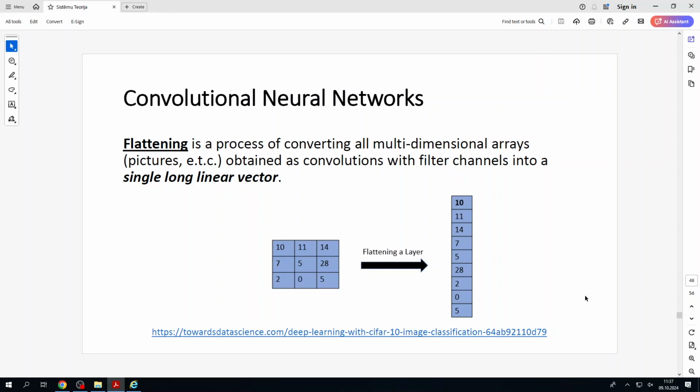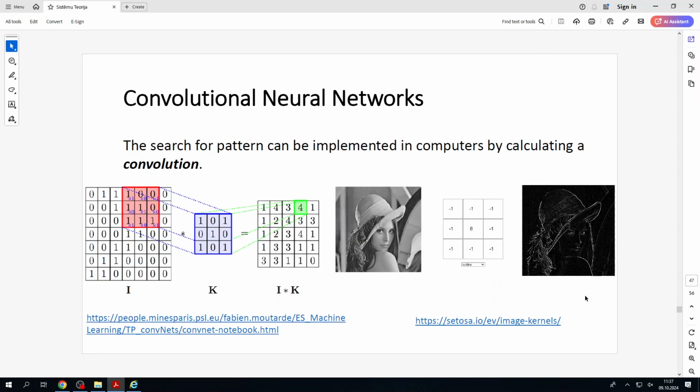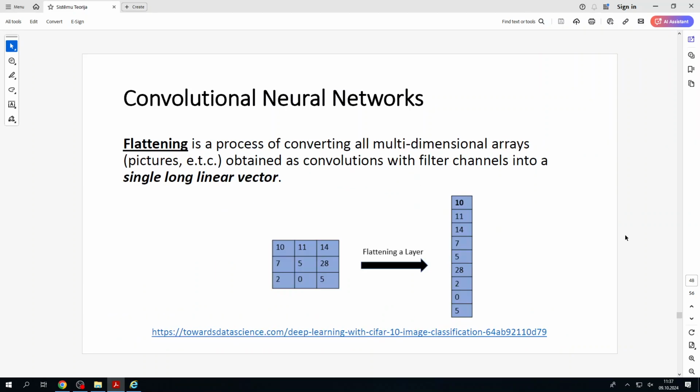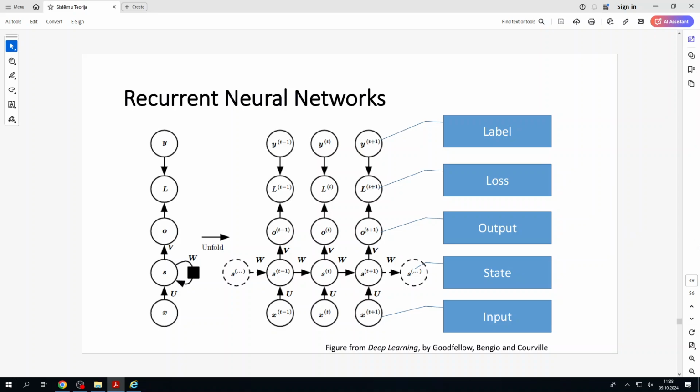So here we can see some more explanation. Pictures are usually two-dimensional, they have x and y axes, and this neural network only expects you to have one column. So this flattening layer does this conversion for you. It converts your matrix into one long vector, which is then easily handled by a normal, traditional neural network.